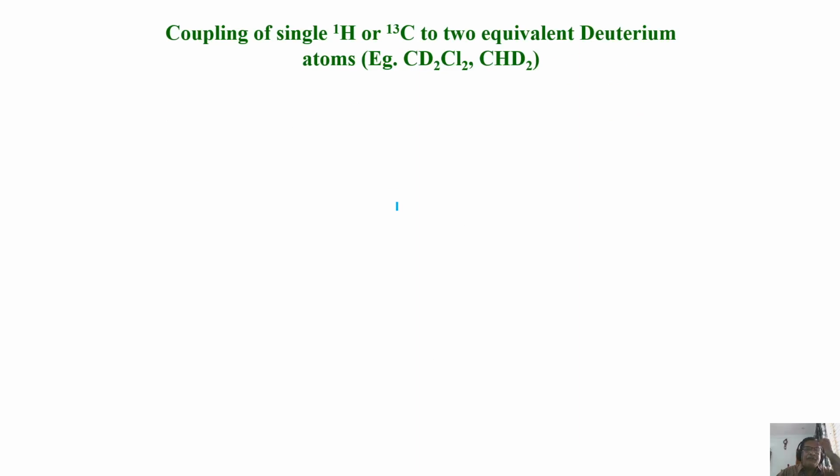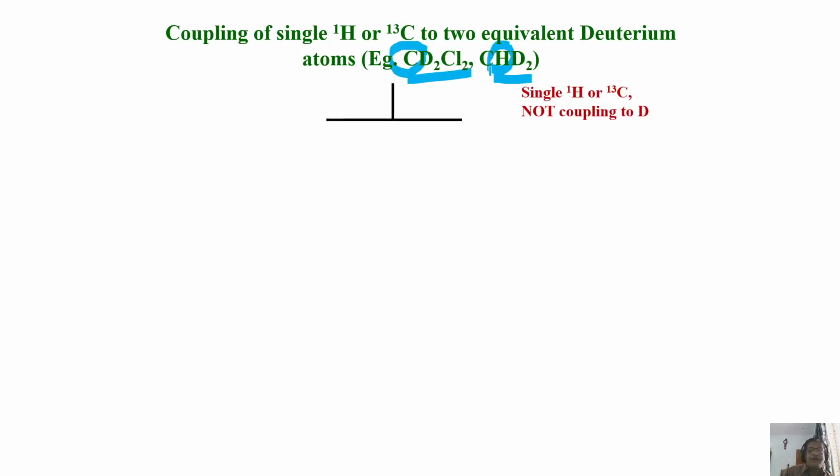Now, what happens when I take CD2Cl2 or CHD2? These are all the molecules. I'm looking for carbon here, I'm looking for proton here, or carbon also, it doesn't matter. Here also I can see carbon. One carbon is there, no problem. Now, what is the intensity pattern you get? How many peaks are you going to see? When a single proton or single carbon is not coupled to deuterium, it is a single peak.